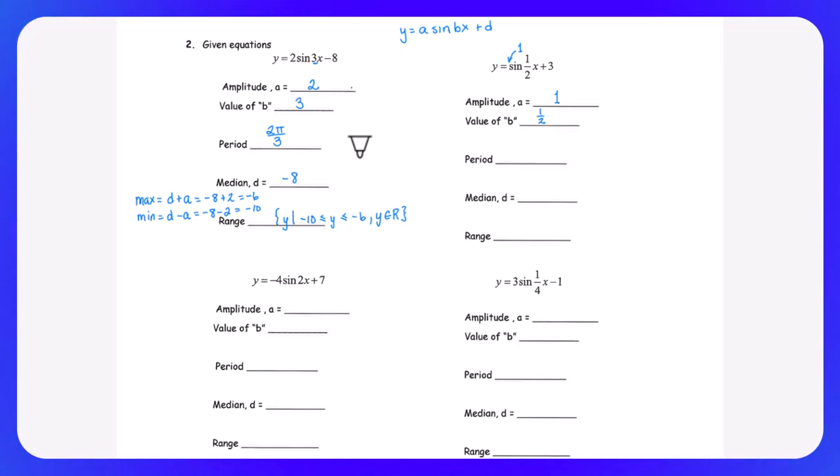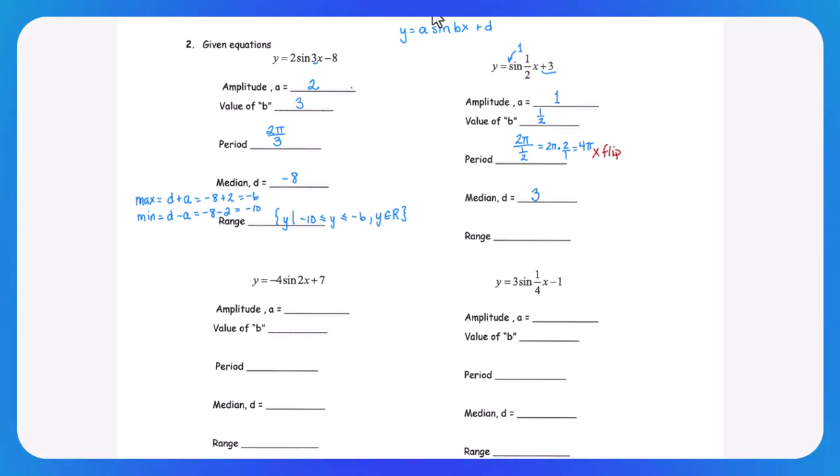We can have a b value that's a fraction, because we know what to do with those fractions when we determine the period. We know that it's going to be 2 pi over 1/2, but we also know that we're just going to kiss and flip those things. Remember that? That's that little way we remember. So that means it's 2 pi times 2 over 1, which equals 4 pi. And what's the median? Easy peasy. It's just that plus 3 on the end there.